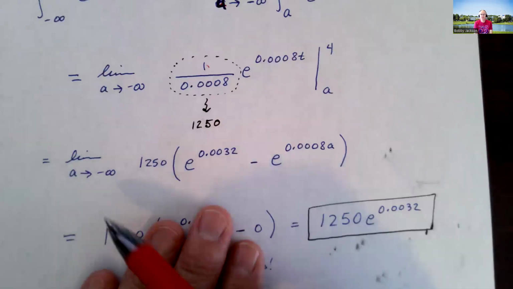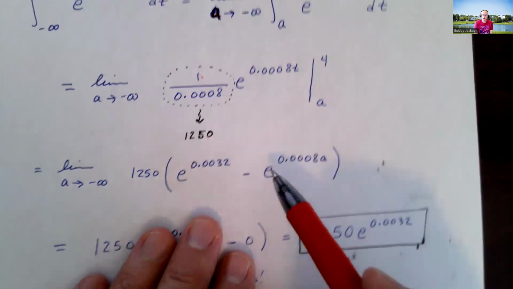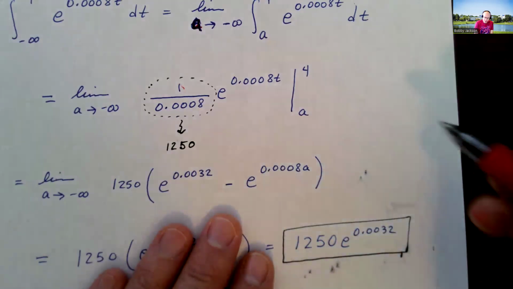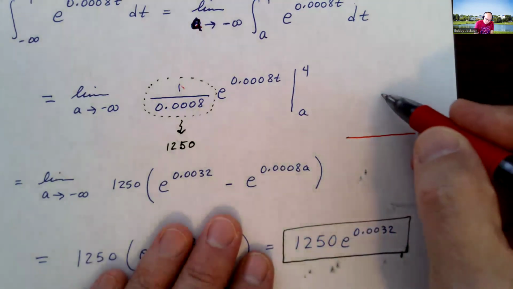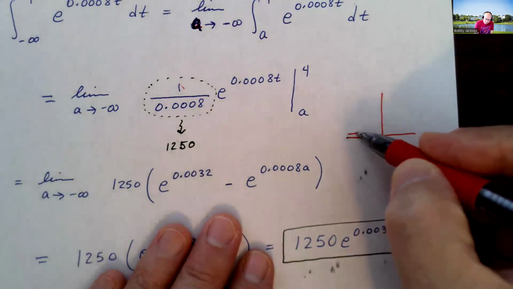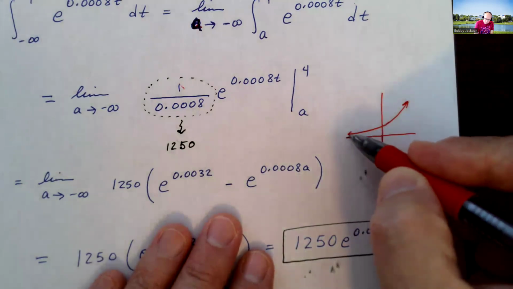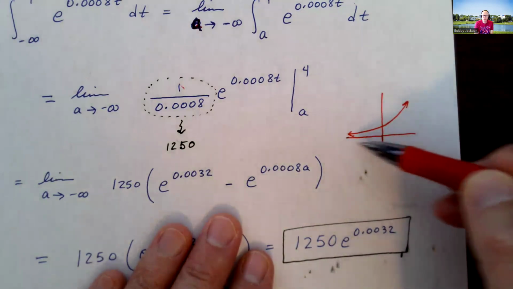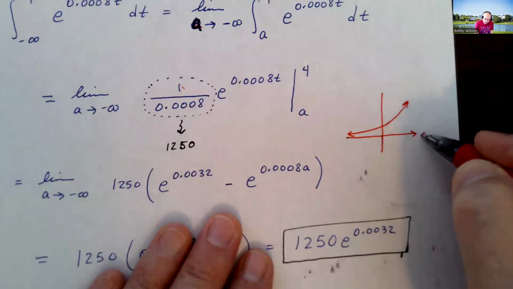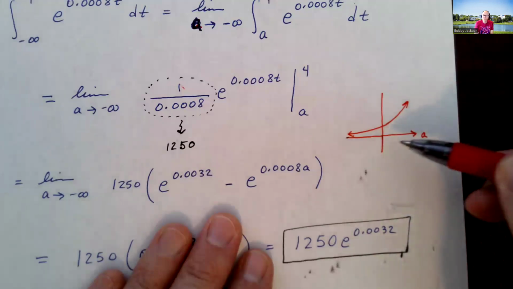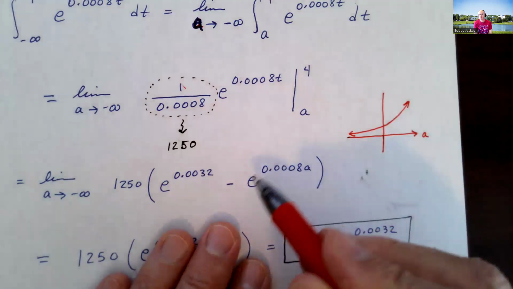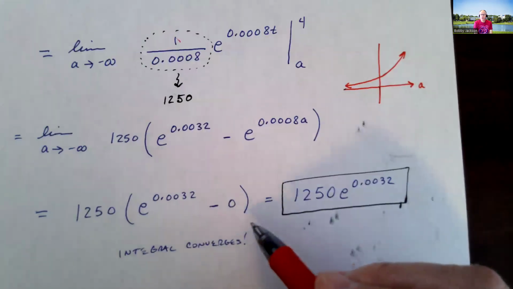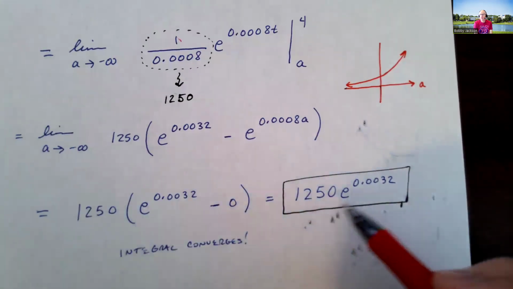And now what's happening is a goes to minus infinity. Well, if we look at the graph of e to the 0.0008a as a function of a, what are we going to see? For that graph, there's a horizontal asymptote of y equals 0. And as a goes to minus infinity, so this will be the a axis, then we are approaching 0. So this expression is getting smaller and smaller as a goes to minus infinity. And so the limit comes out to be this value.